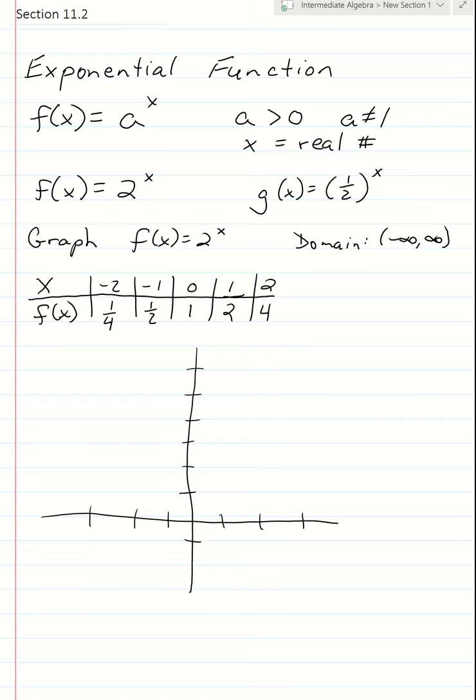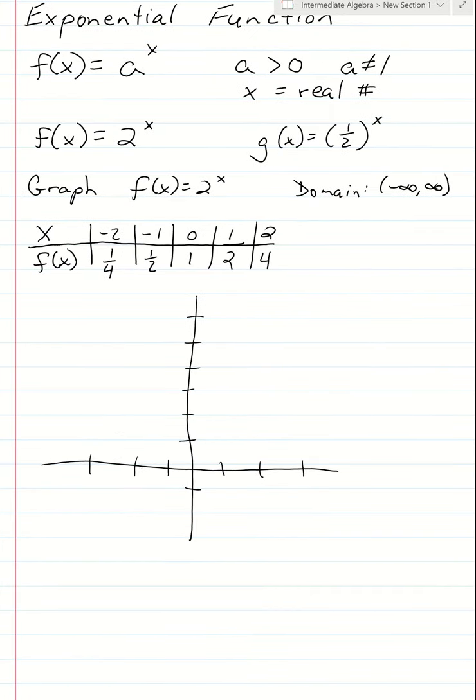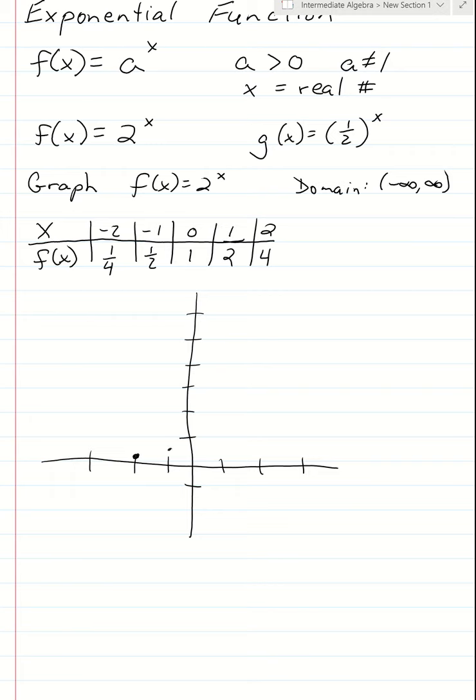So when x is -2, we will have to approximate the y value of 1/4. That would probably be about over here. When x is -1, y would be 1/2. When x is 0, y is 1. When x is 1, y is 2. When x is 2, y is 4.